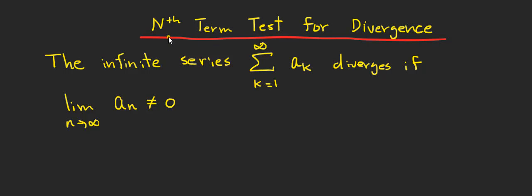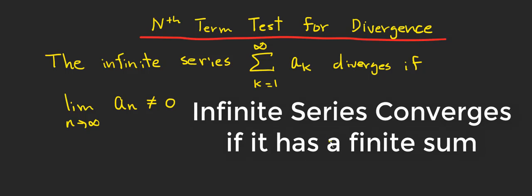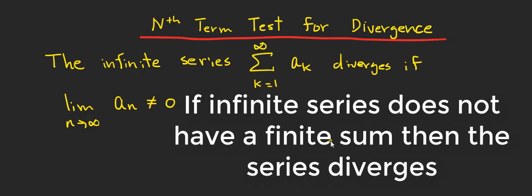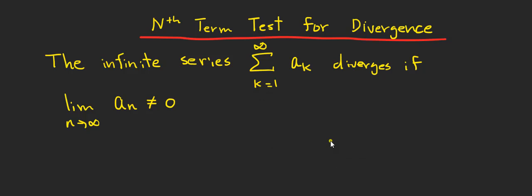In this video, we're going to talk about the n-term test for divergence. You know that the infinite series converges only if the infinite series has a finite sum. If it does not have a finite sum, then we say the infinite series diverges. So how do we know that an infinite series diverges?